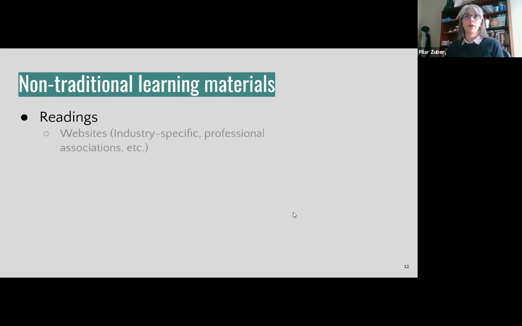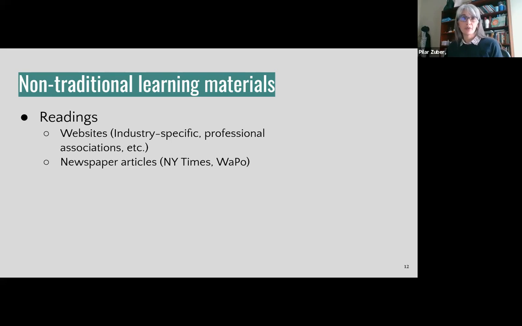But readings could be websites. Depending on your course, it could be industry-specific websites, professional associations. There are times in our courses where one of our learning materials is a page on the American Public Health Association website. And then we'll complement that with newspaper articles. Some of our favorites are the New York Times and the Washington Post. But if you go back to that media bias chart, you can figure out what sources might be best for you. And then popular magazine articles.